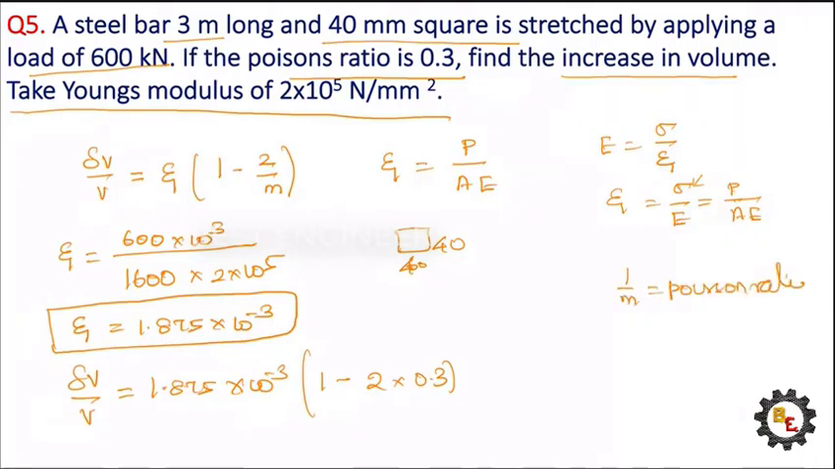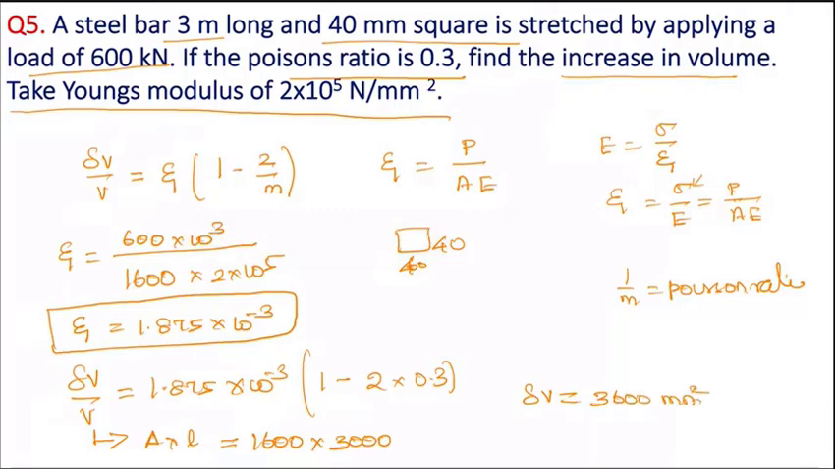So now we know the formula for volume, area into length. Here square cross section area, so 1600 into length 3000 millimeter, given data. So we can find change in volume is equal to 3600 millimeter square. This is the change in volume for this problem.